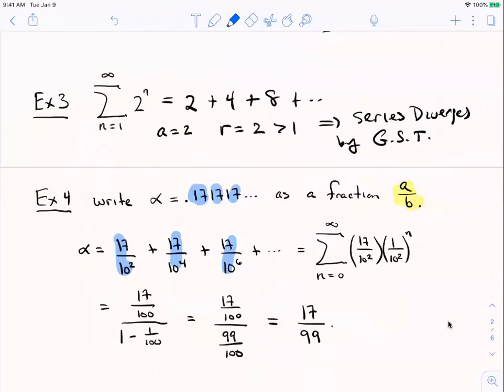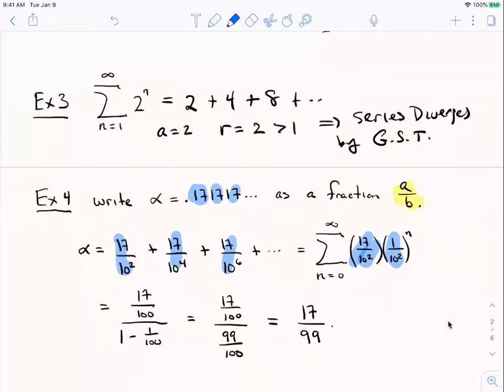So that number alpha is just the sum of 17 over 10 squared plus 17 over 10 to the fourth plus 17 over 10 to the sixth. That's a geometric series with first term 17 over 10 squared, and each term is found by multiplying by 1 over 10 squared. So it's a convergent geometric series. 1 over 100 is less than 1. So this thing converges by the geometric series test.